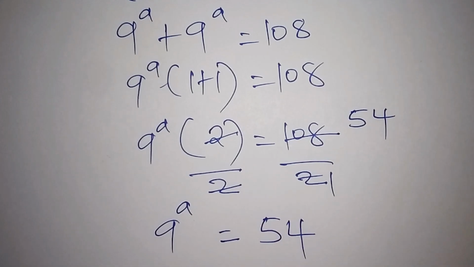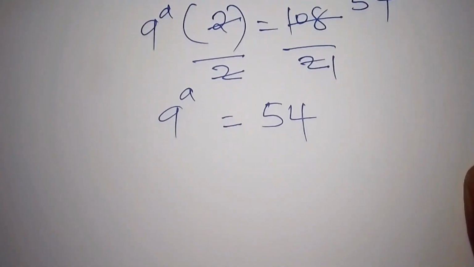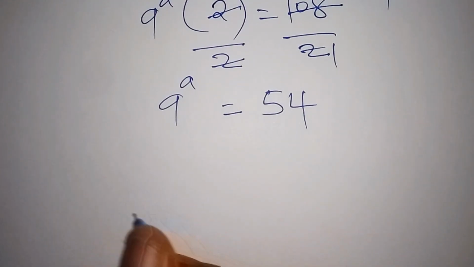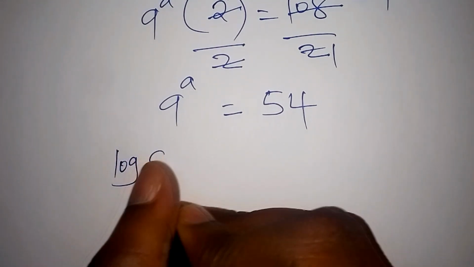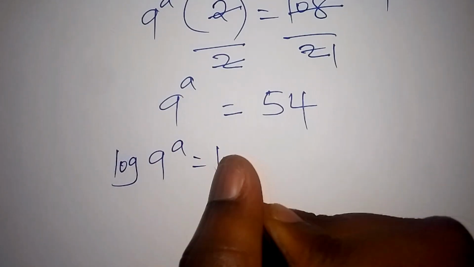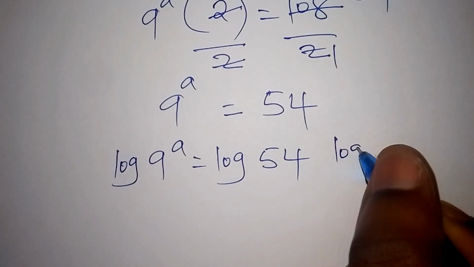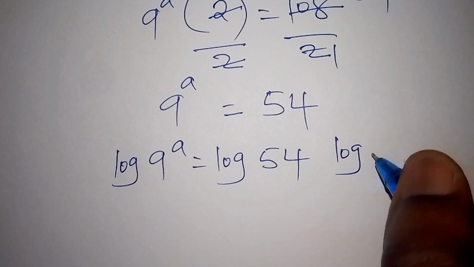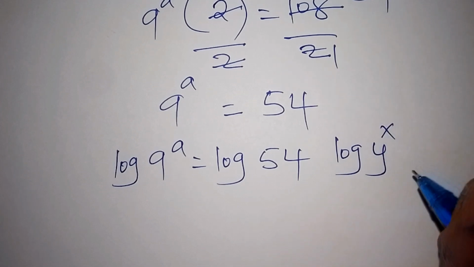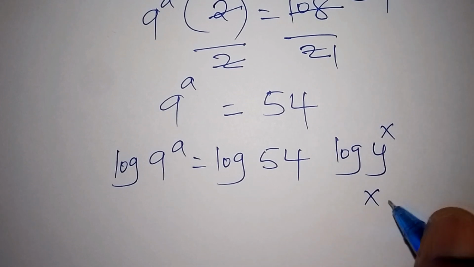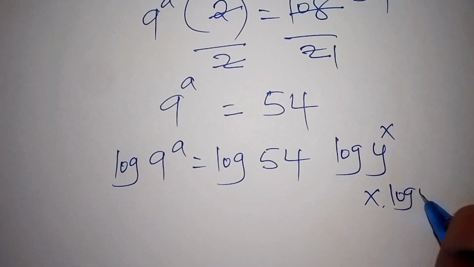Now, how do we find the value for a? It is simple. The only thing that can make us work out this maths problem faster is to introduce the log on both sides. So let's introduce the log. We shall have the log of 9 to the power of a is equal to the log of 54. Remember that when you have the log of y to the power of x, this can also be written as x times the log of y.